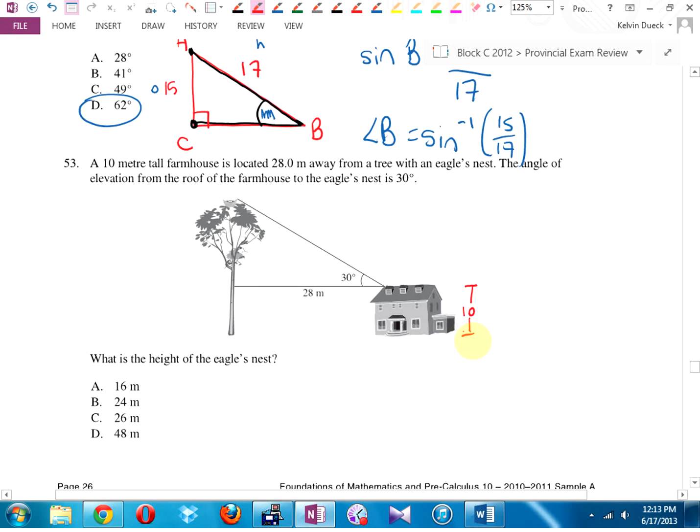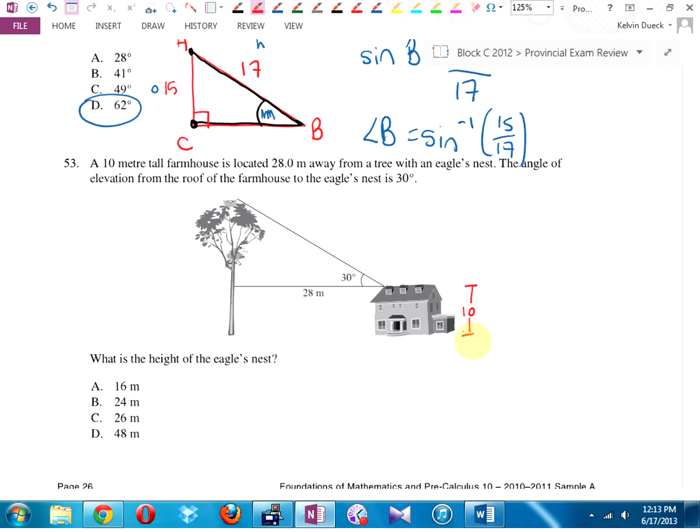Is located 28.0 meters away from the tree and... stop. Oh, you know what? They put the 28 in the diagram for me. If not, that's what I would do next. Keep going. The angle of... Remember, angle of elevation is on the way up.